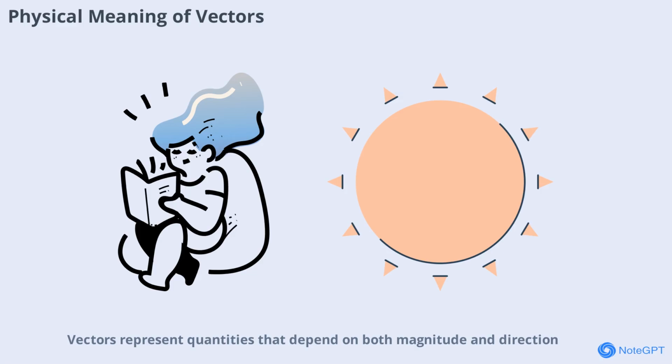Vectors represent quantities that depend on both magnitude and direction. They answer questions like how much and which way. For example, the force you apply to push a door or the velocity of a moving car are vectors. These quantities are vital for understanding motion, forces, and interactions in the physical world.